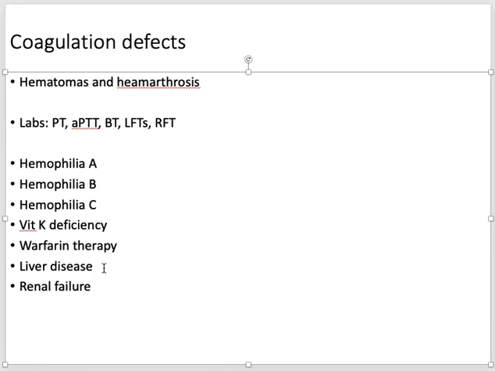Someone who has too much menstrual loss, think about primary hemostasis. Someone who has petechiae, ecchymosis, think about primary hemostasis. Someone who has hemarthrosis, hematomas, think about secondary hemostasis.